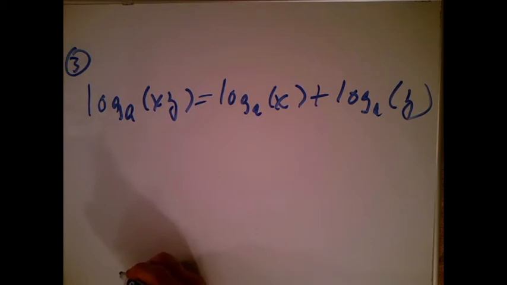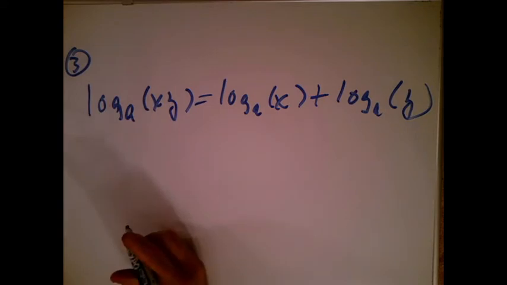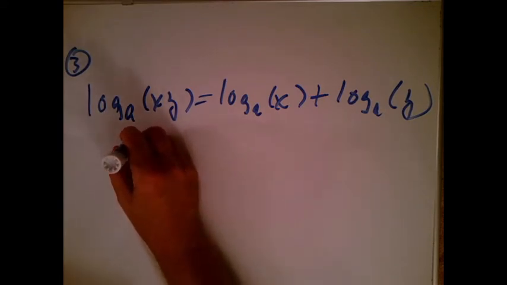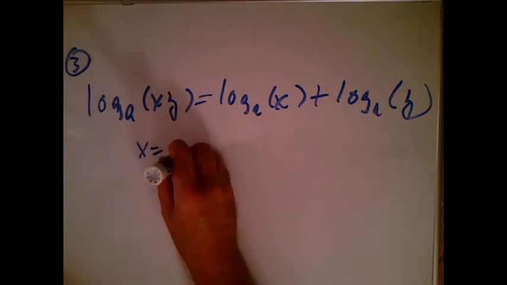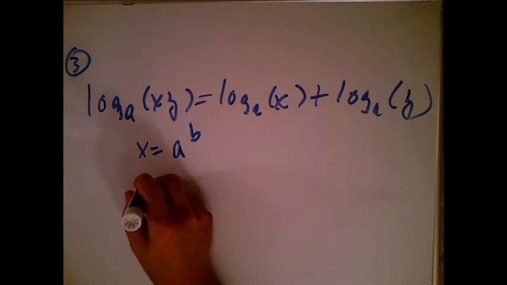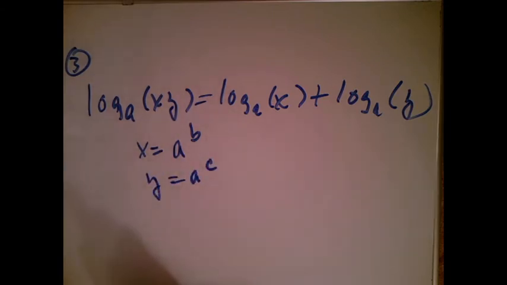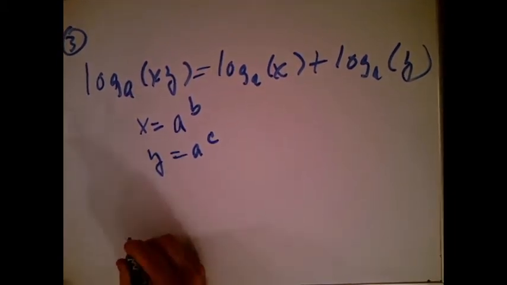Now, if that's too much, this is what we're going to do. If I want to take the logarithm of some number, I need to write that number as a to some power. So let's write x as a to the b, and we'll write y as a to the c, like that. And we're just going to start from the left-hand side and see if we can work our way through it.